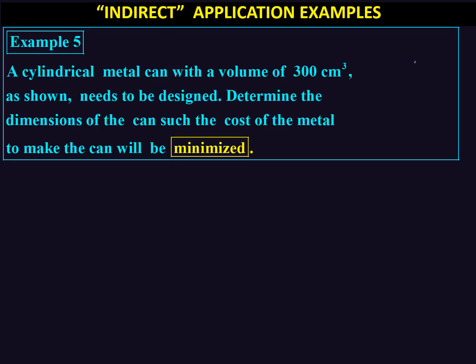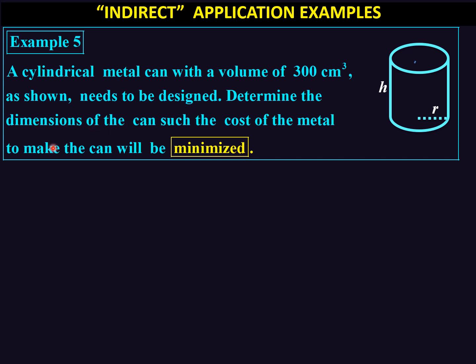Now let's look at another one. We have a cylindrical metal can having a volume of 300 cubic centimeters, right? And we need to make one like that. So there's the metal can that we have in mind. It has a radius and a height, and its volume, we want it to be exactly 300 cubic centimeters.